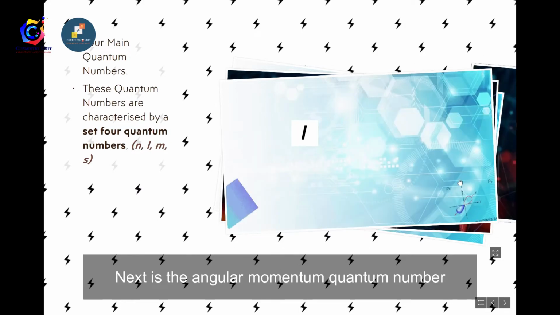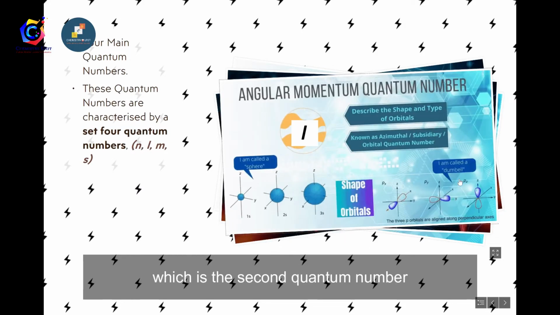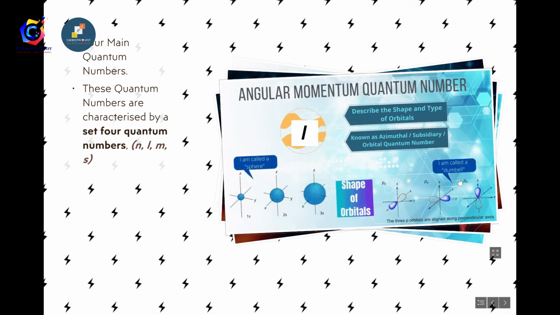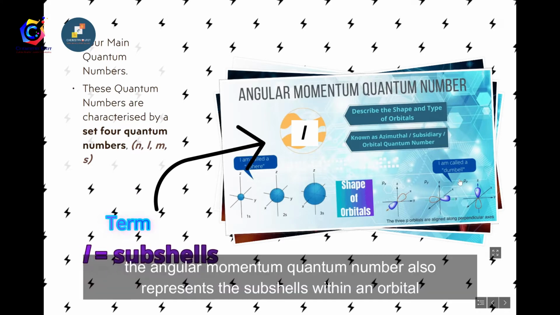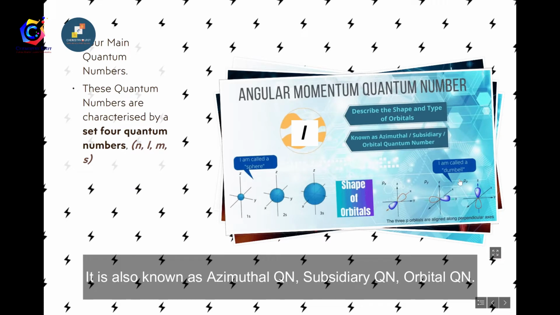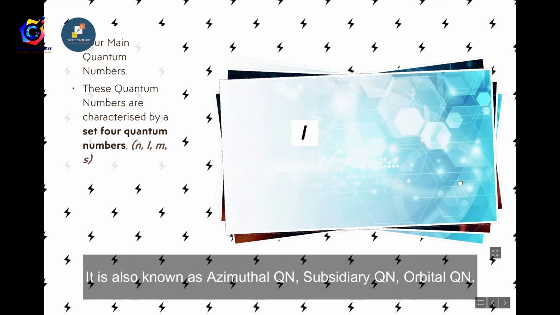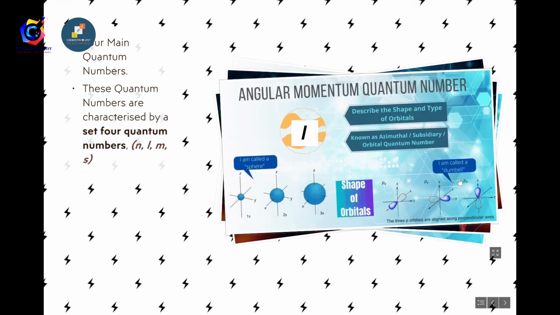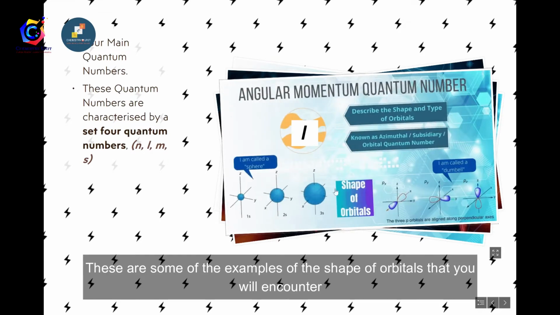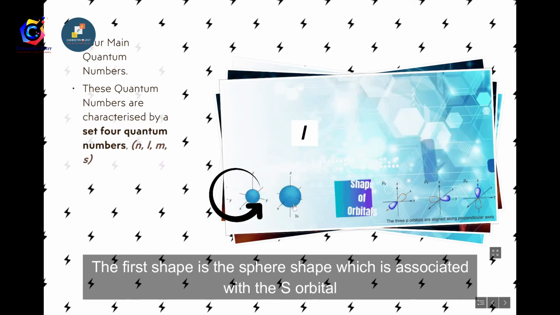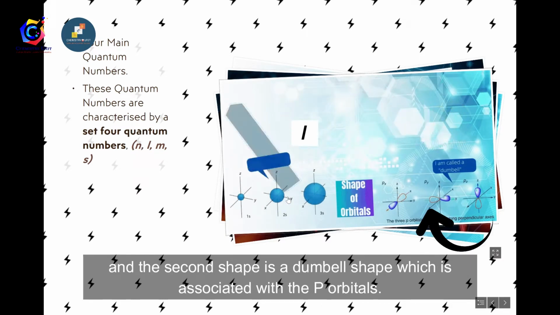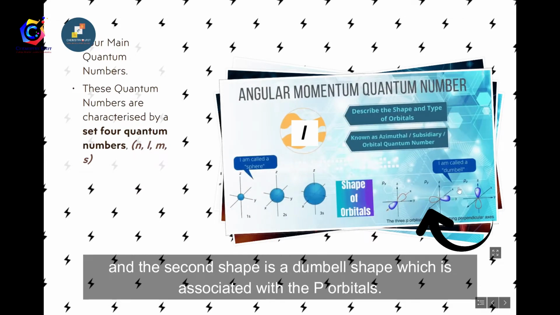Next is the angular momentum quantum number, which is the second quantum number. It describes the shape and types of orbital. The angular momentum quantum number also represents the subshell within an orbital. It is also known as the azimuthal or subsidiary or orbital quantum number. These are some of the examples of the shape of orbitals that you will encounter. The first shape is the sphere shape, which is associated with the s orbital. And the second shape is a dumbbell shape, which is associated with the p orbitals.